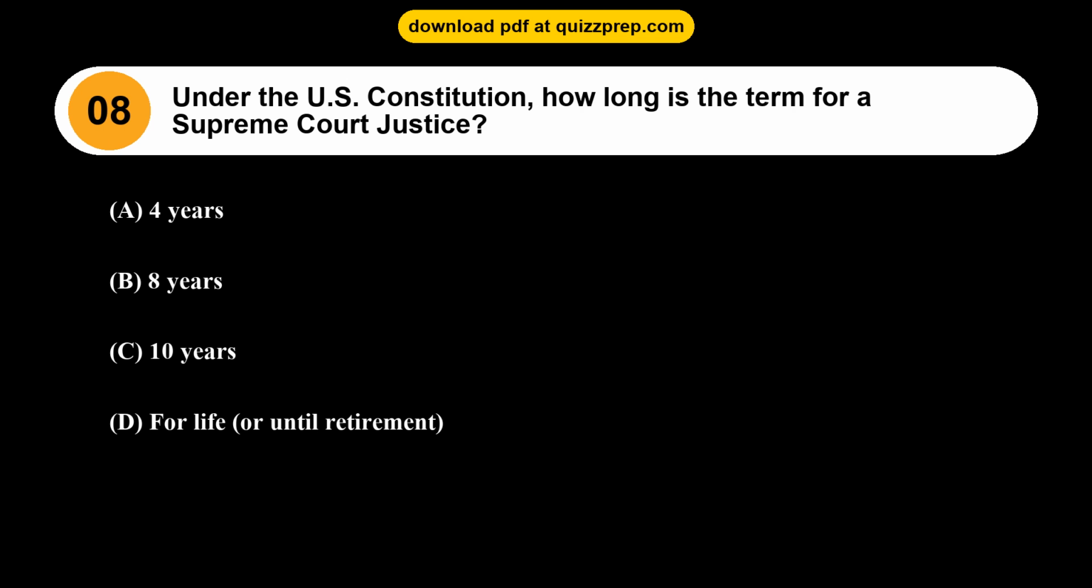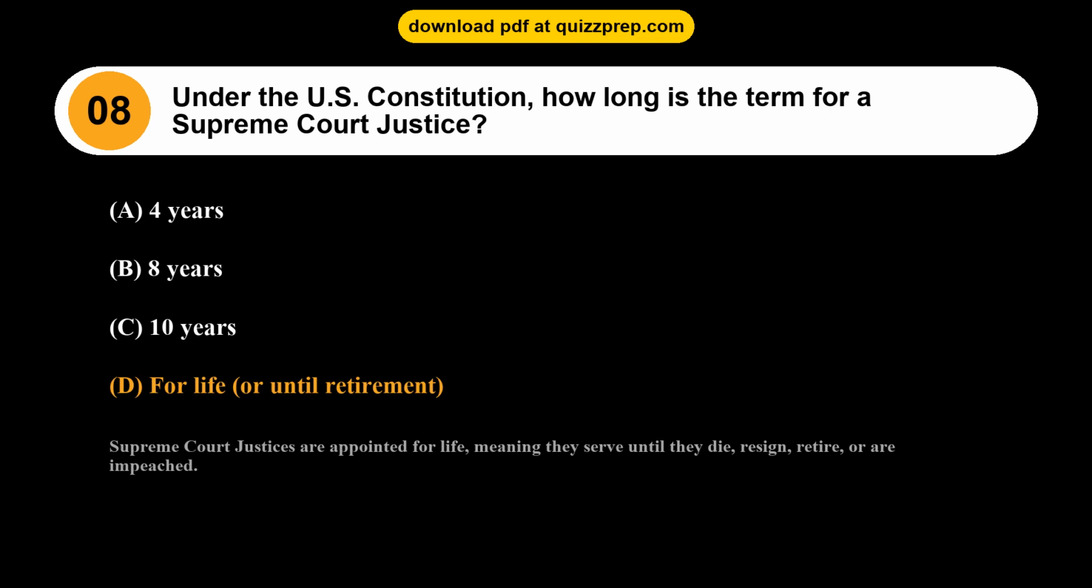Question 8. Under the U.S. Constitution, how long is the term for a Supreme Court justice? Option A, 4 years. Option B, 8 years. Option C, 10 years. Option D, for life, or until retirement. The correct answer is option D, for life, or until retirement. Supreme Court justices are appointed for life, meaning they serve until they die, resign, retire, or are impeached.